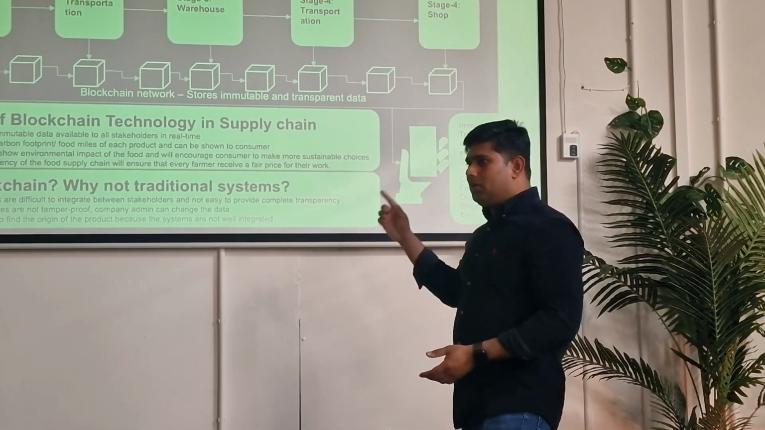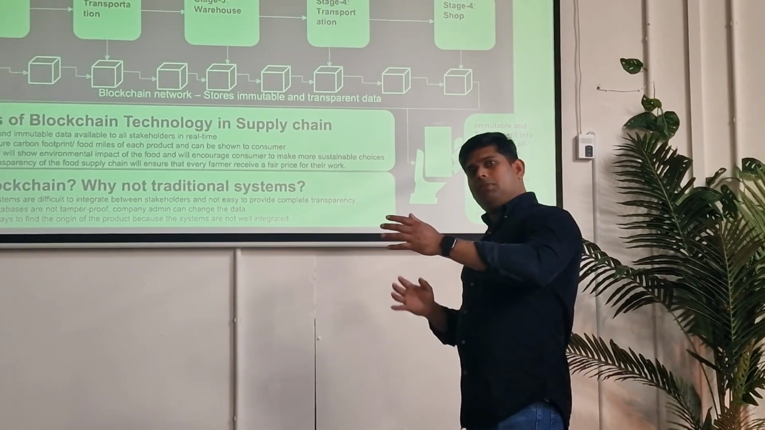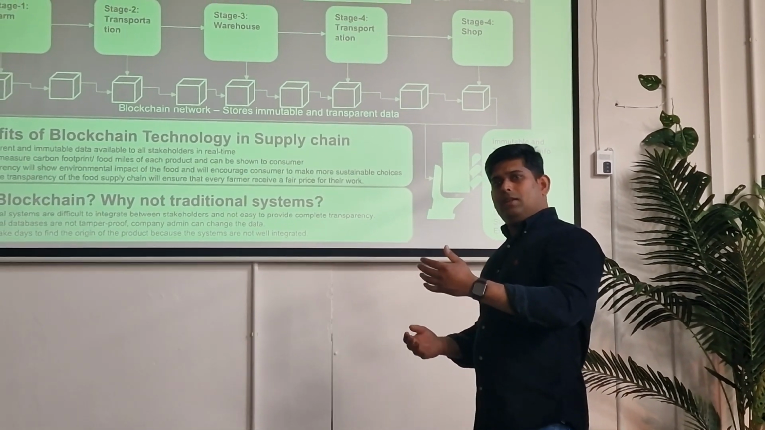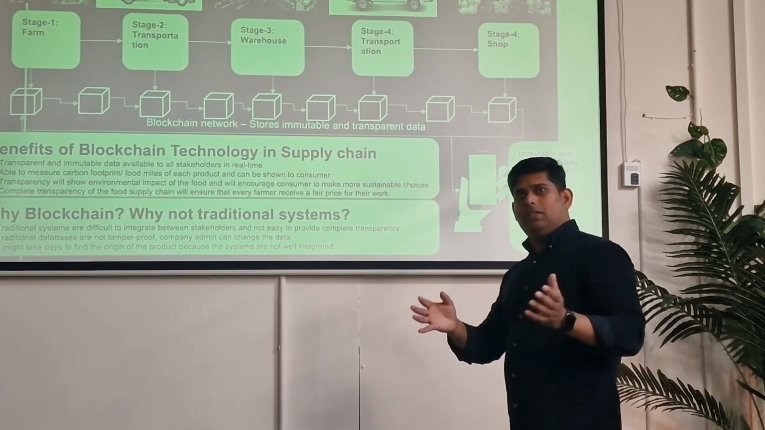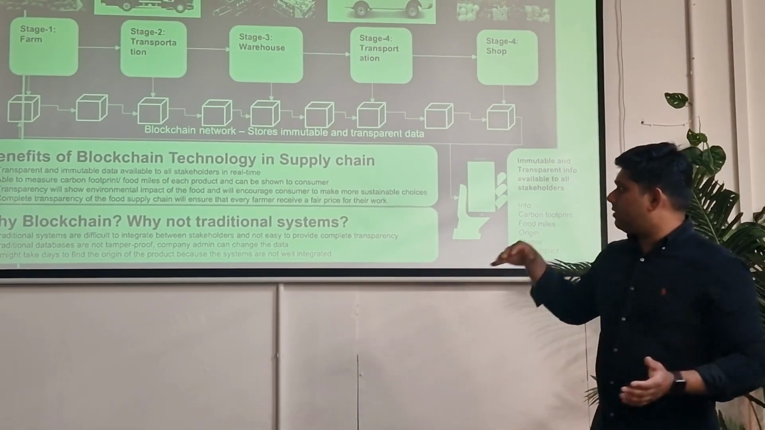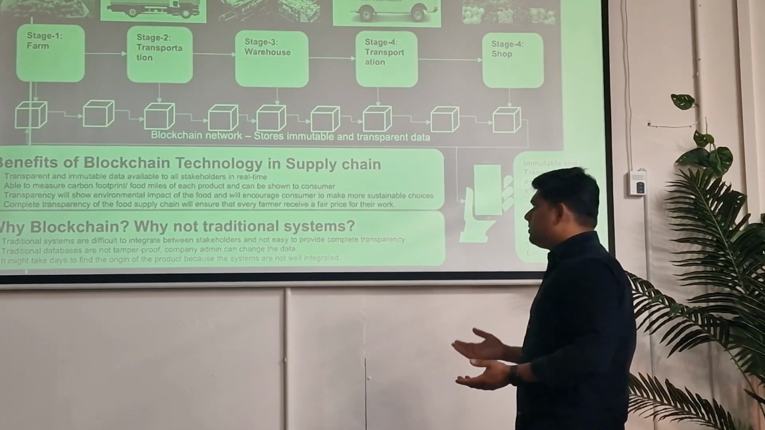But if it is on a blockchain, once the information goes to the blockchain with the batch ID, even if the batch information is wrong, they can't go back and change it. That's the immutability. That's what the blockchain can offer, immutability and transparency.